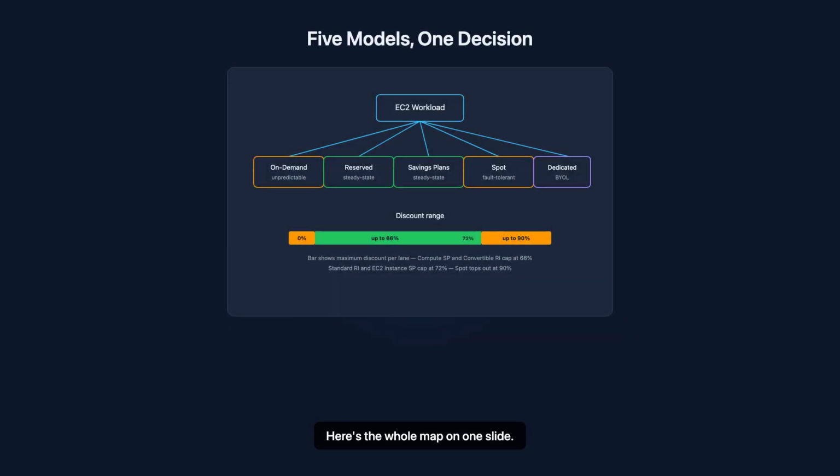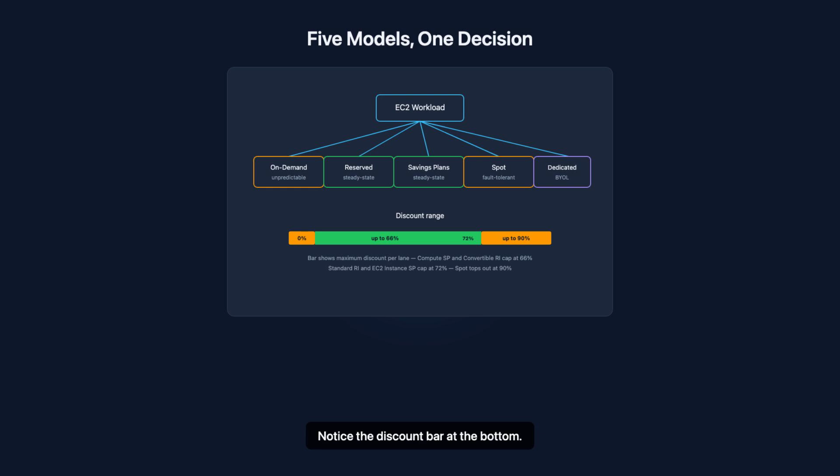Here's the whole map on one slide. Every EC2 workload feeds into one of 5 pricing models. On demand is the unpredictable lane, full flexibility, no discount. Reserved instances and savings plans are both the steady-state lane. You commit, you save anywhere from up to 66% for a convertible RI or a compute savings plan, up to 72% for a standard RI or EC2 instance savings plan. Spot is the fault-tolerant lane, up to 90% off if your workload can survive interruption. And dedicated is the licensing lane, for software bound to physical hardware.